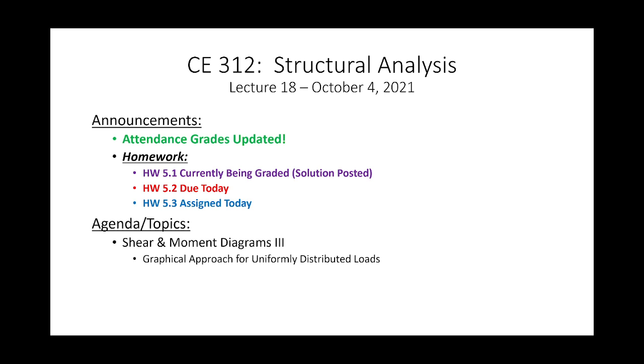Okay, we are rocking and rolling in the wonderful world of structural analysis. We are still in shear and moment diagram territory, and we're kind of going to be there for a little while, so just be ready for that.